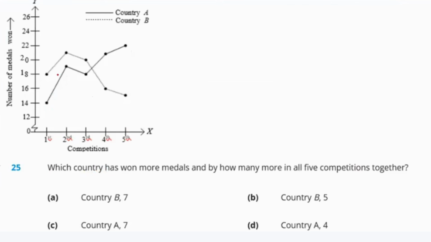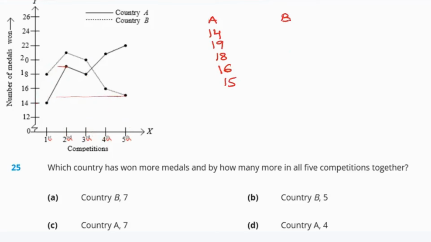If we are going to count for country A, how many medals did country A win? In the first competition, country A won 14 medals, and in the second competition, country A won 19 medals. In the third competition, country A won 18 medals. Then in the fourth competition, country A won 16 medals, and in the fifth competition, country A won 15 medals. So this is about country A.